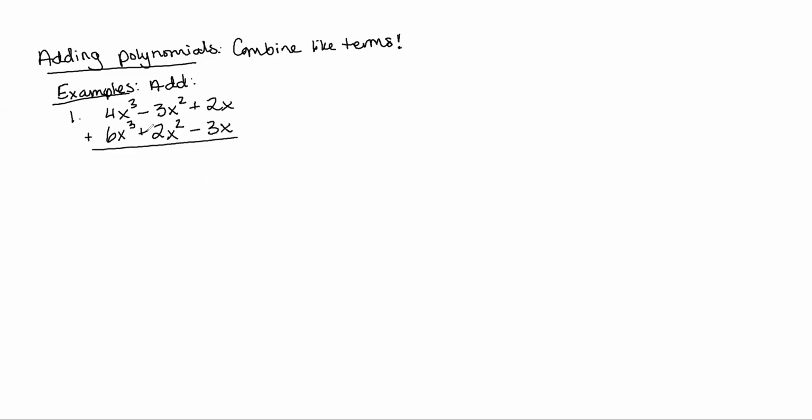So if you like having it set up like vertical addition, you can always rewrite the ones that they give you as a vertical addition problem. You just have to make sure that your like terms always line up. So x cubes here, x squareds here, x is on the right. If we didn't have an x squared term, this part here would just be blank. Would just have the 6x cubed here and the -3x here.